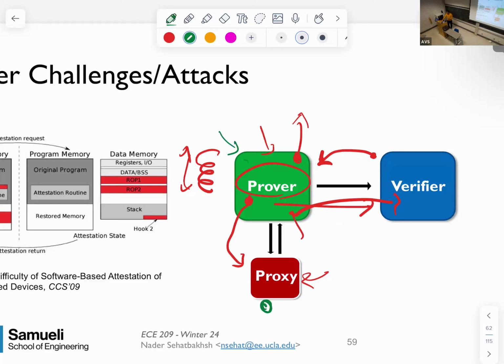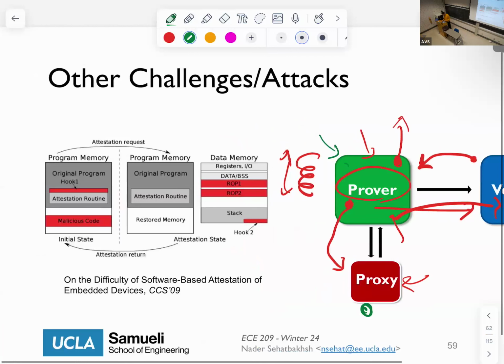Right, so that's the second issue that we're going to have, and we need to fix. We need to fix a proxy.